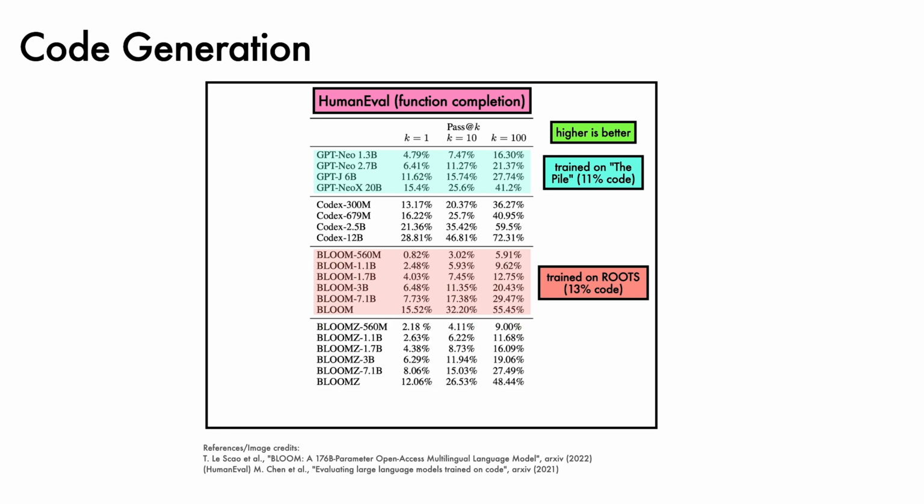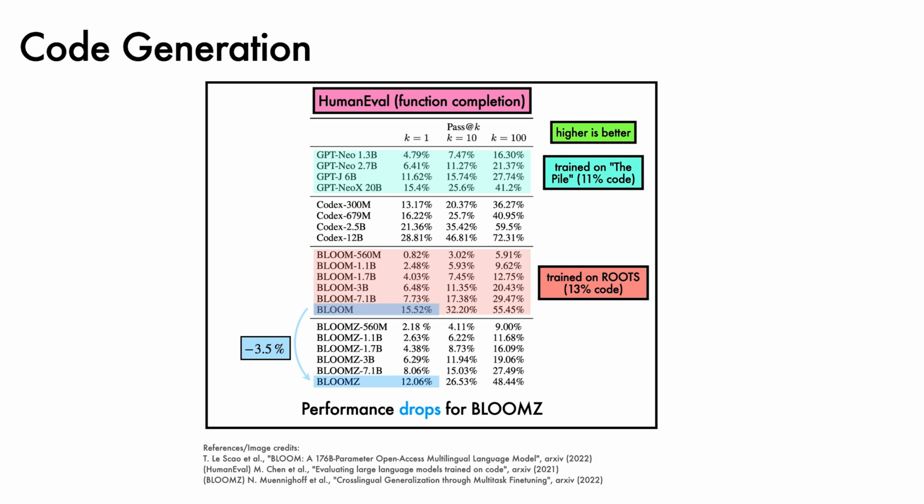Multilingual multitask fine-tuning does not improve things much here, and in fact hurts performance for the largest model, likely due to the fact that there is limited code completion in the xP3 fine-tuning data.